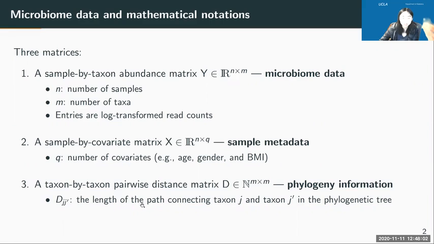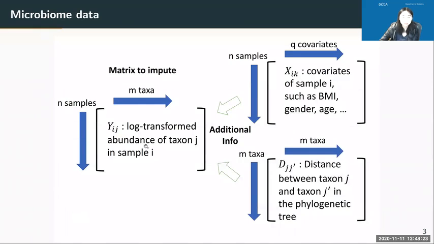The third matrix is a taxon by taxon pairwise distance matrix, and its dimension is m by m. M is the number of taxa, and this is extracted from phylogeny information like a phylogenetic tree. Here we just encode the distance between taxon j and j prime by the length of the path connecting them in the phylogenetic tree. In other words, if they are closer in phylogeny, they have a smaller distance here. And the distance is a non-negative integer.